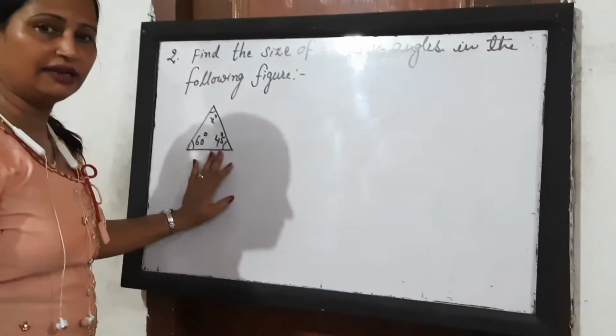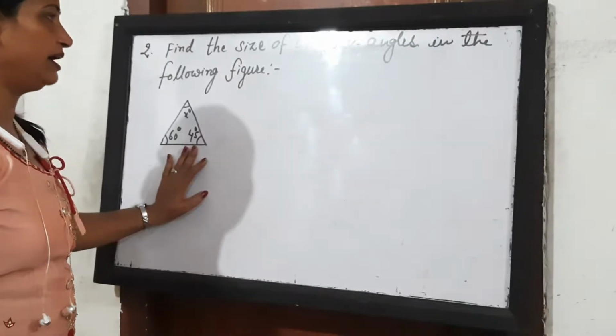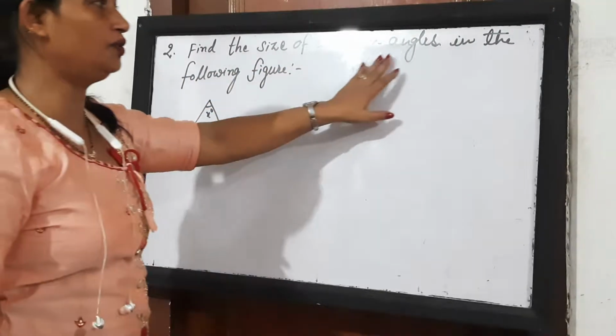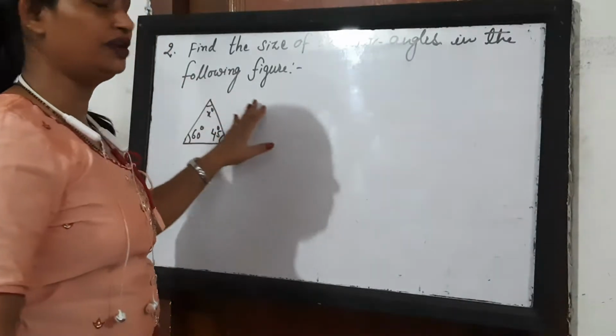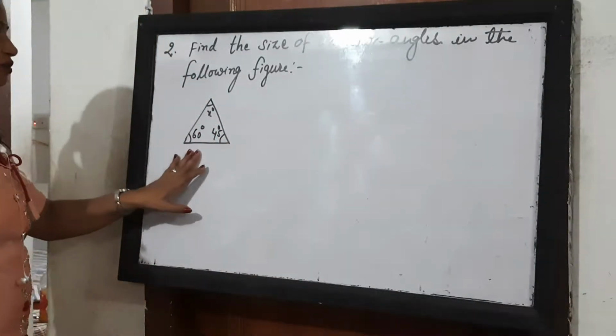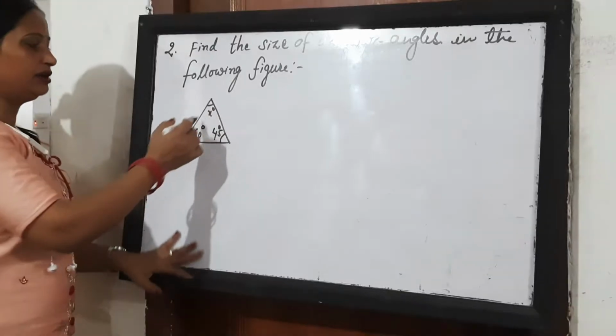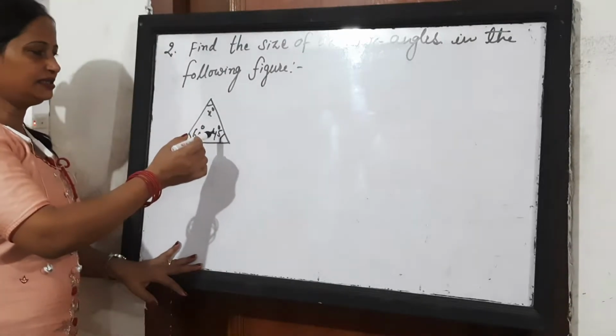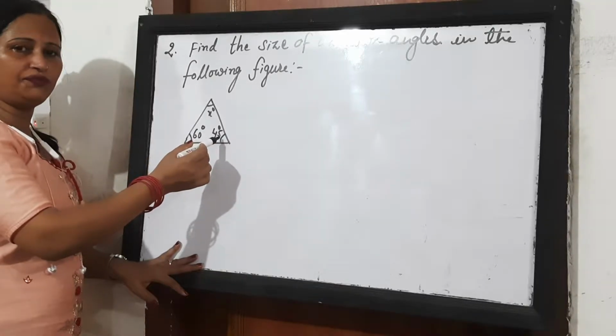On the size of angles it has given, you have to find the unknown size of the angle. Find the size of the unknown angles in the following figure. Look here, your question is this one. It has made one triangle with x degree, 60 degree and 45 degree.